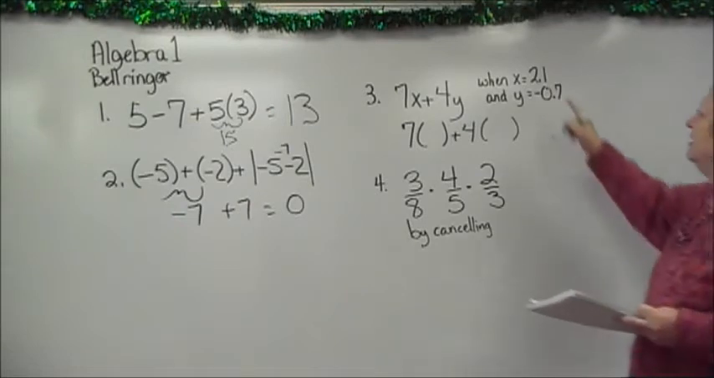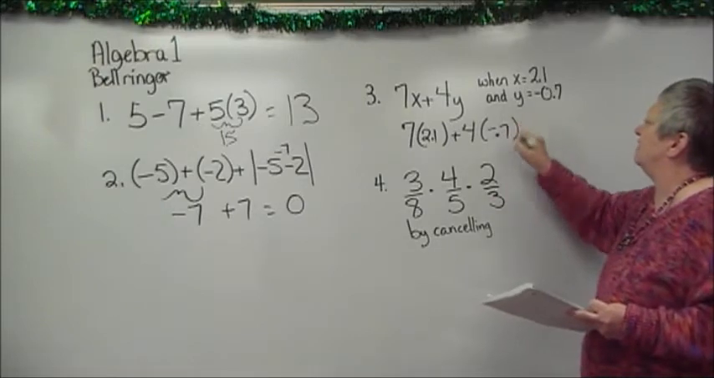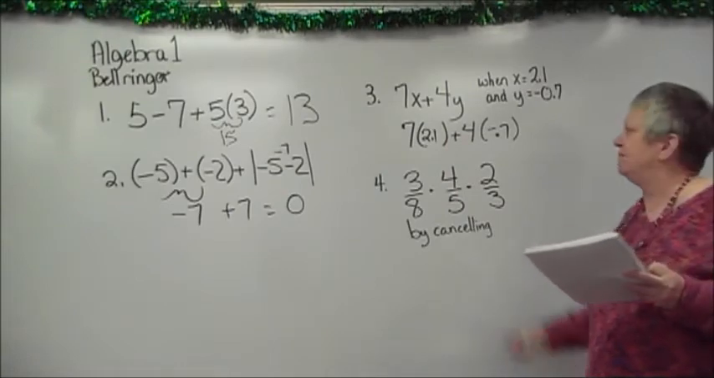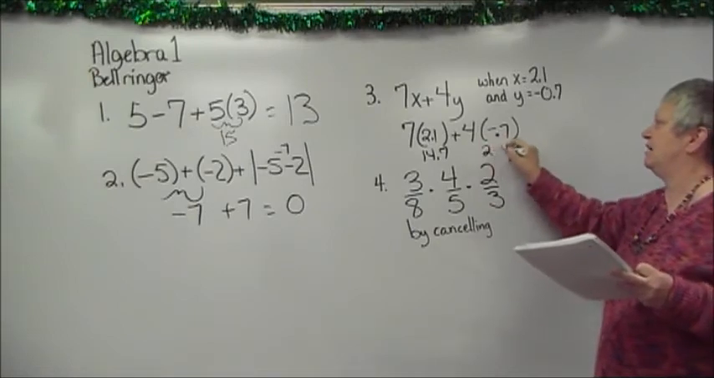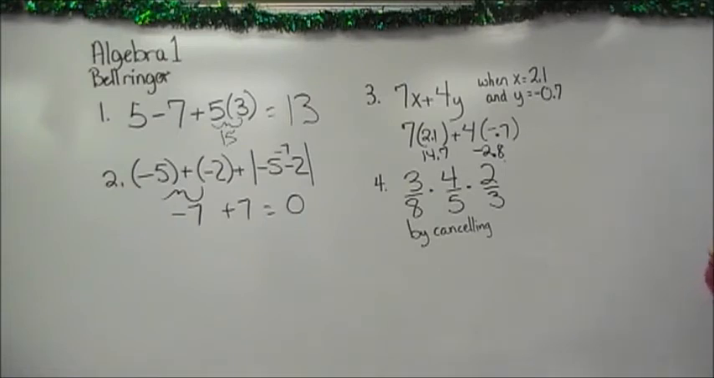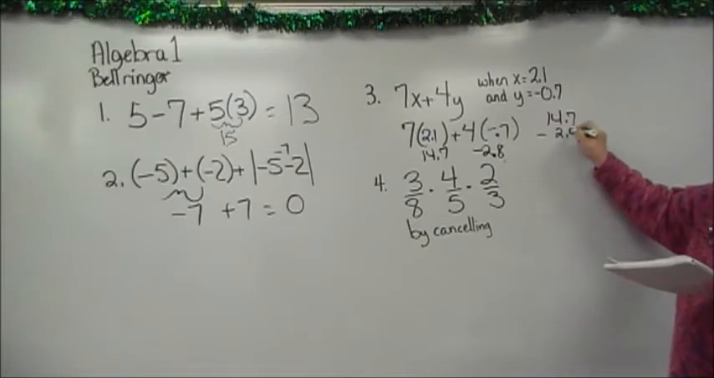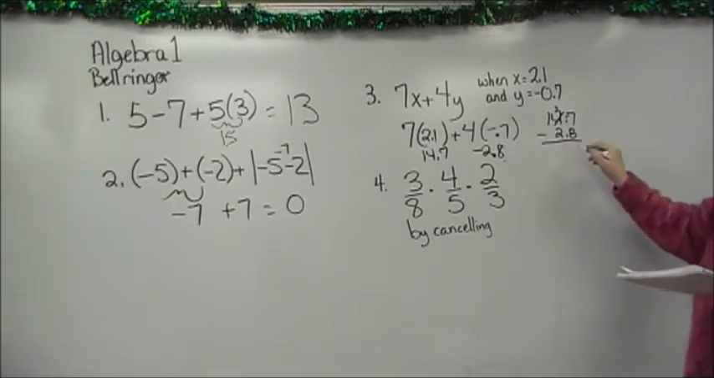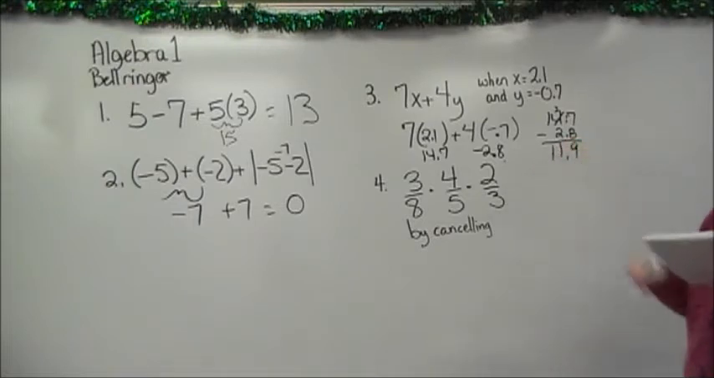On number 3, you needed to put 2.1 in place there and the negative 0.7 in that slot. Multiply 7 times the 2.1. Did you get 14.7? 4 times 7 is 28, but you do have one decimal place in there, so you had to subtract that. And then if you do 14 plus 7 minus 2.8, you have to borrow. So 17 minus 8 is 9, 3 minus 2 is 1, and 1, so you should get 11.9.